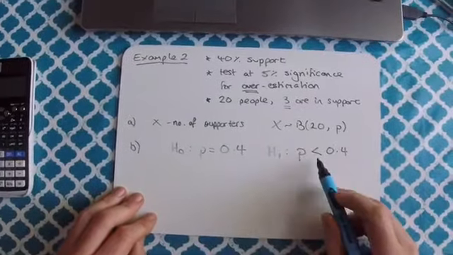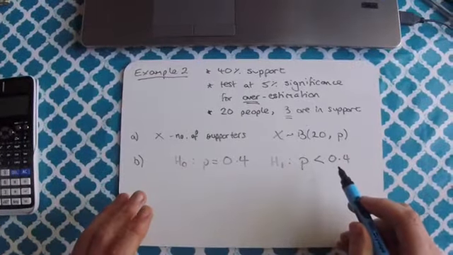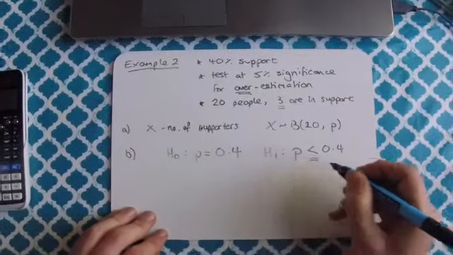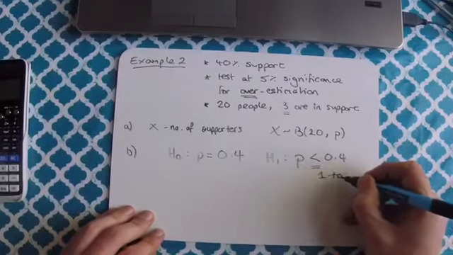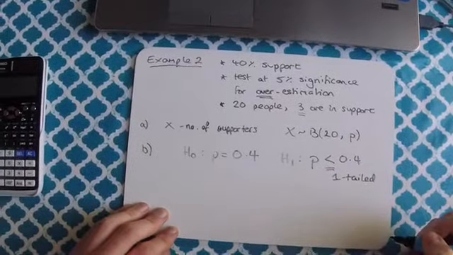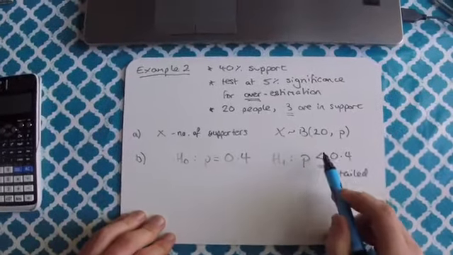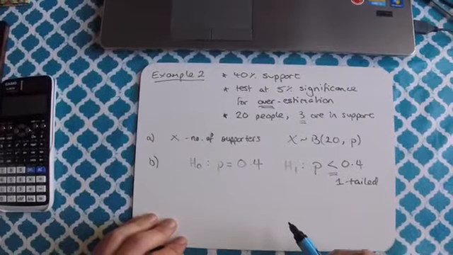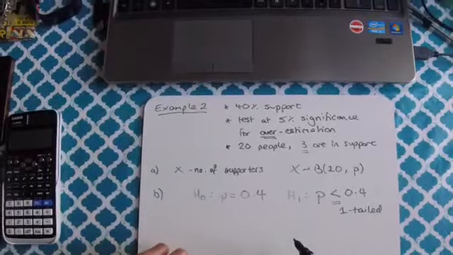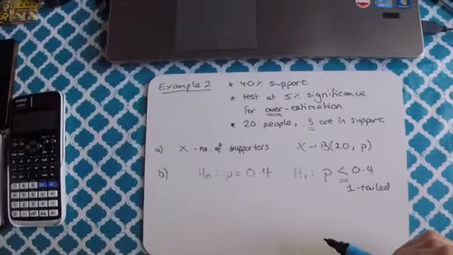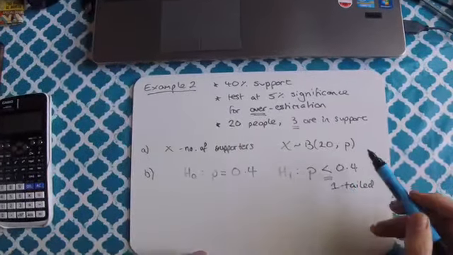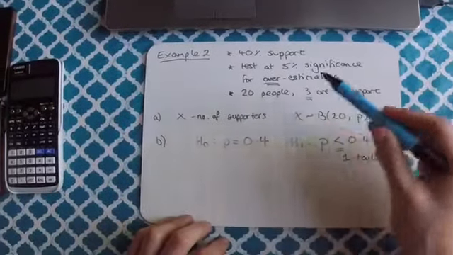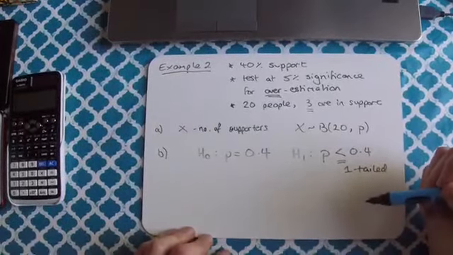Think about what we said previously on the recorded video I did. This then makes it a one-tailed test, because I'm only looking at going less than 0.4. If this person said, I don't believe it's 40%, but I don't know which way it is, then we'd just say not equal to, and it'd be a two-tailed test. But this person is stating, I think this is an overestimation: one-tailed test.